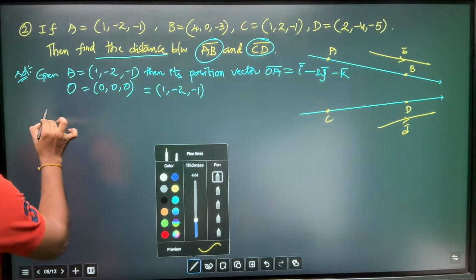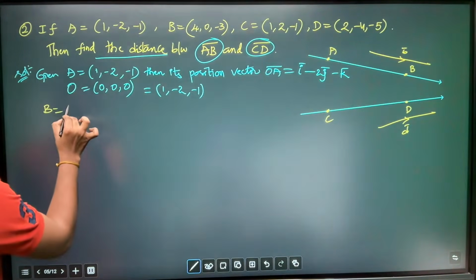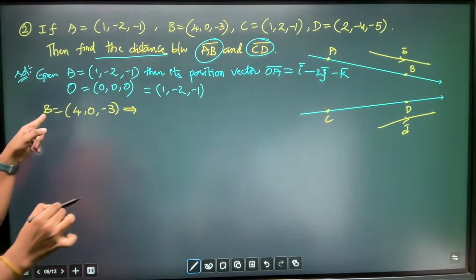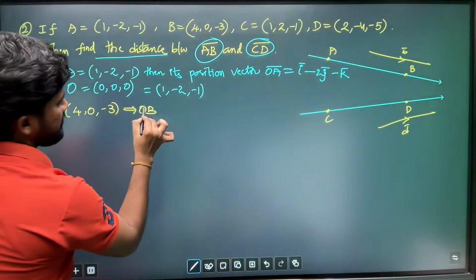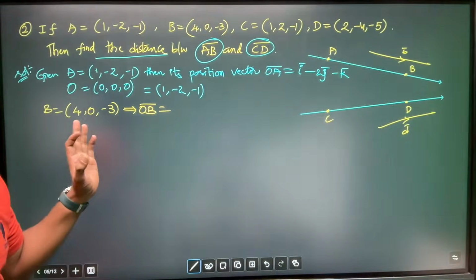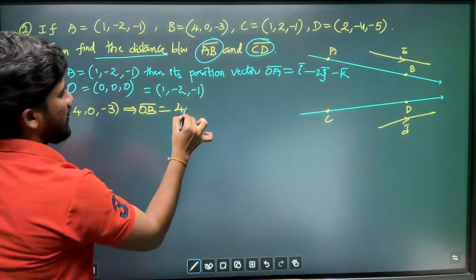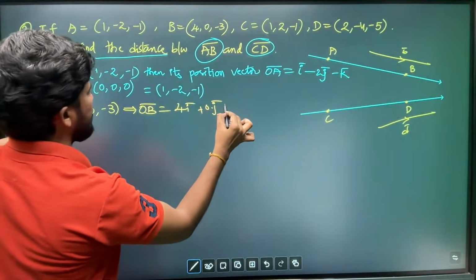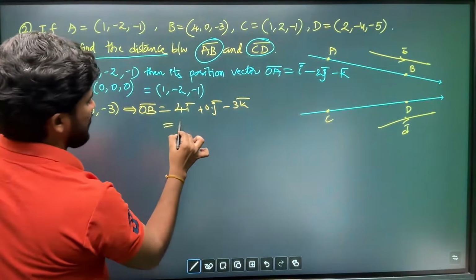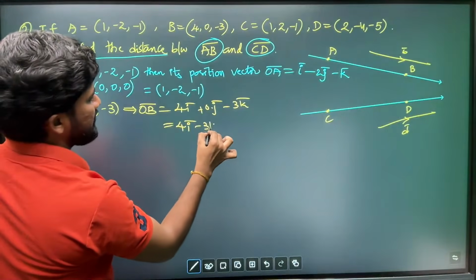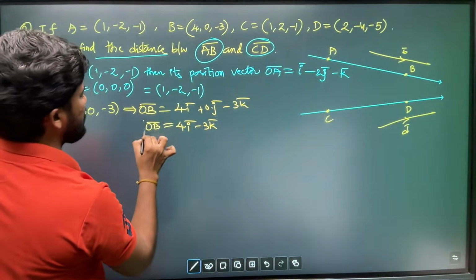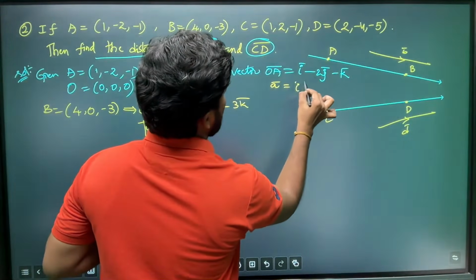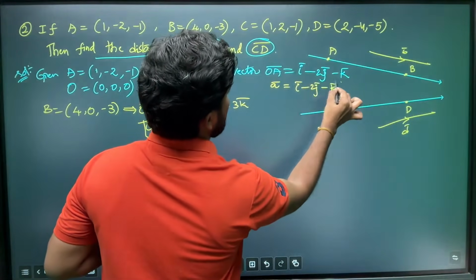Next, capital B is equal to 4, 0, minus 3. Now tell me, whenever you have the point capital B, what is the position vector for this point, OB bar? OB bar is equal to 4I bar plus 0 into j bar minus 3 into k bar. Finally, what can we write? 4I bar minus 3k bar. This is OB bar. This is OA bar, and this OA bar we can write as A bar also: I bar minus 2j bar minus k bar.